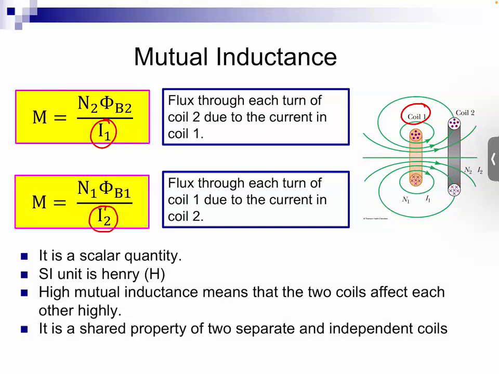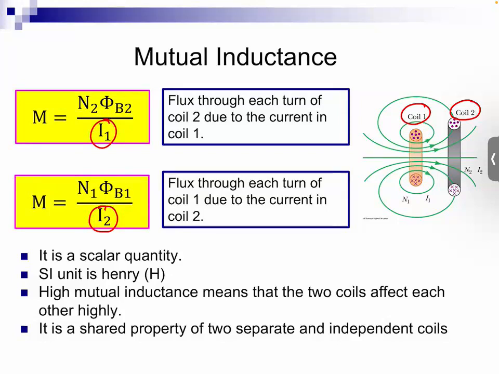then the current in coil 2 will create a magnetic field, which will then have magnetic flux through coil 1. So this equation here tells us that the current in coil 2 will create a magnetic flux that will pass through each of the turns in coil 1. Okay. And it's the same. This M refers to the same thing. It's just a matter of whether you're looking at the current in coil 1 or the current in coil 2.